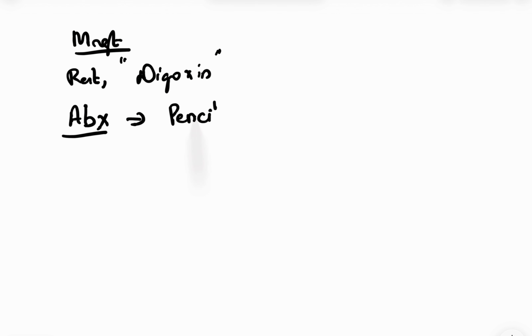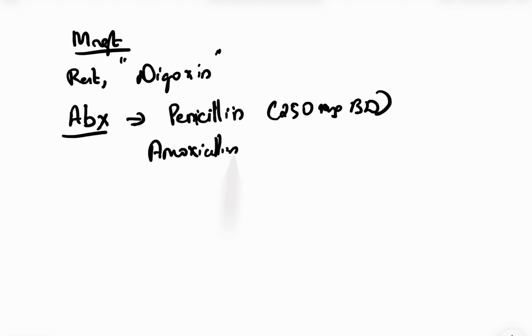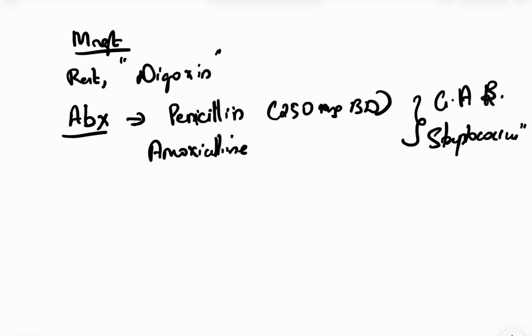Management of rheumatic heart disease can be rest, diuretics, or digoxin medication, and antibiotics. Why antibiotics? Because it's an inflammatory disorder. Most commonly given is penicillin 250 mg BD. Most of the time the prescribed medication will be penicillin or amoxicillin, because it is caused by group A beta hemolytic streptococcal infection. So penicillin and amoxicillin can be given.